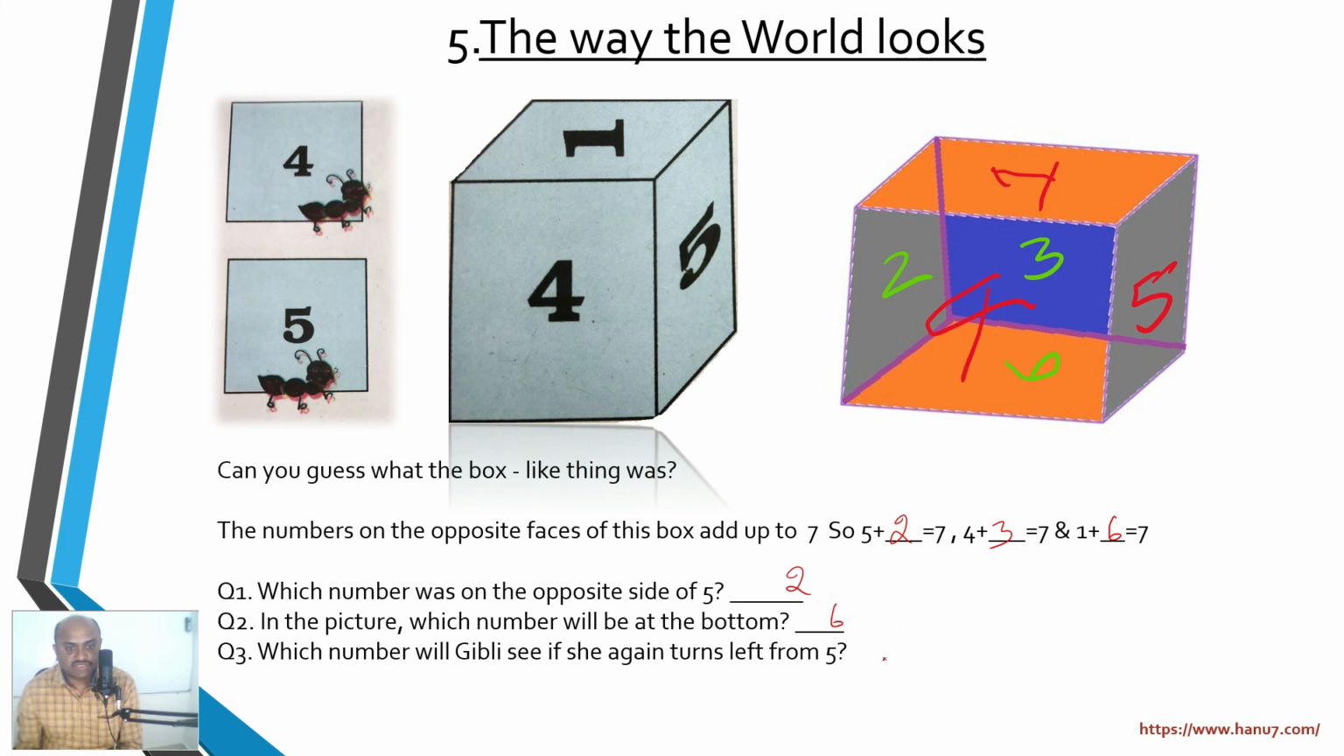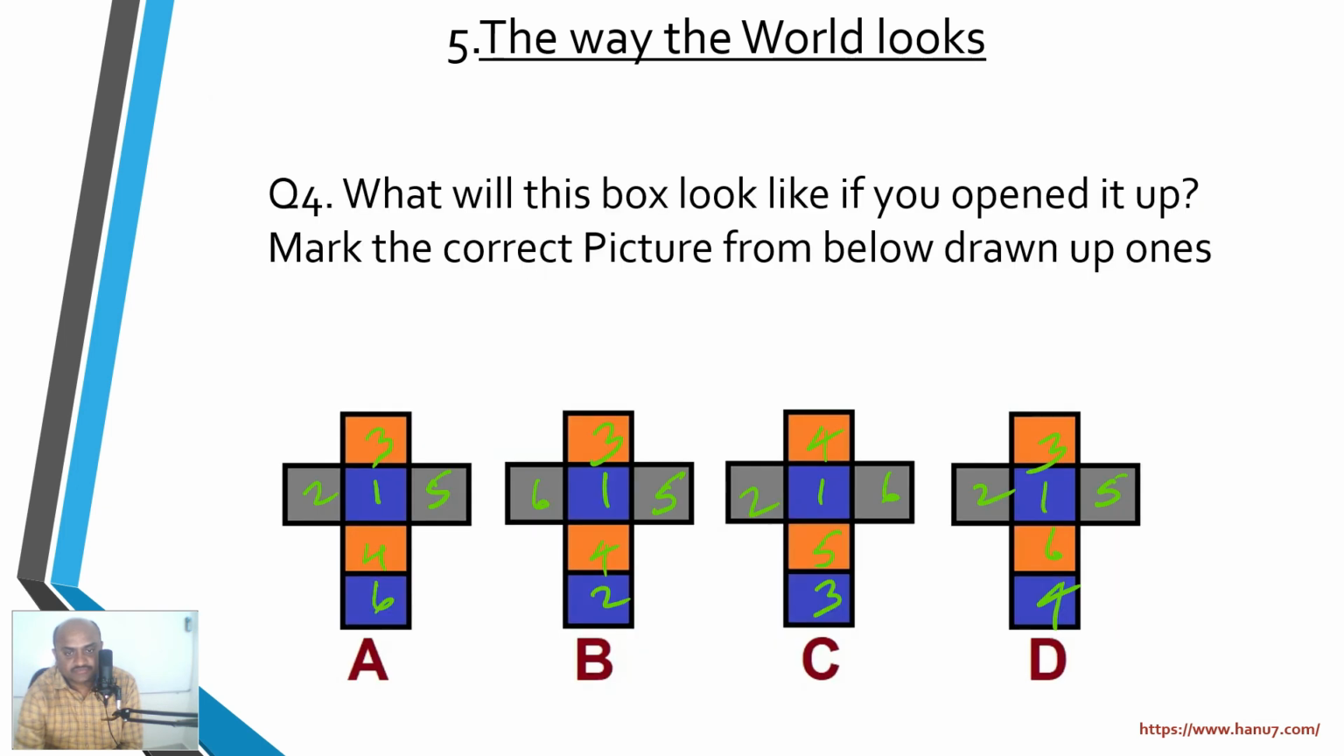Which number will Ghibli see if she again turns left from 4? Earlier she was at 4, she turned left and she saw 5. Again if she turns left, she will see 3. This is how you have to write down the answers for the questions.